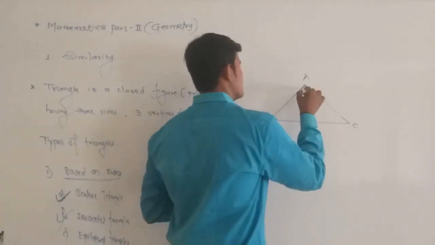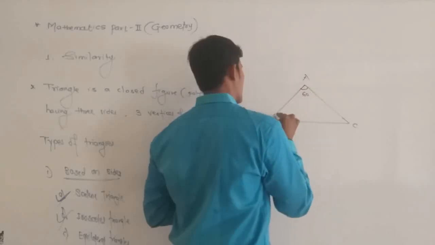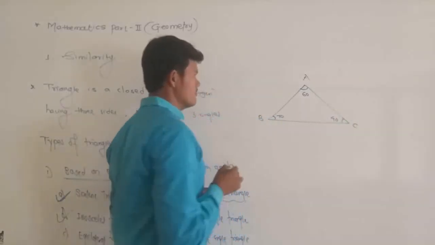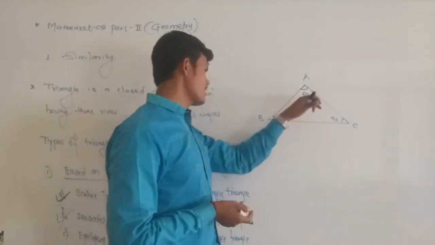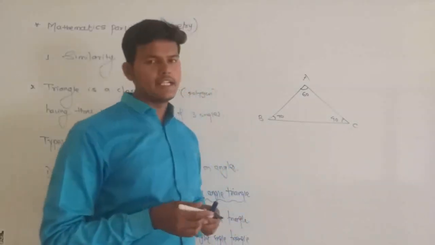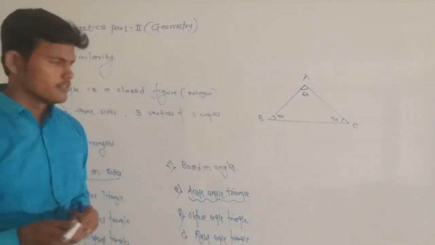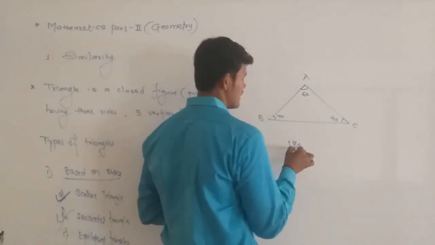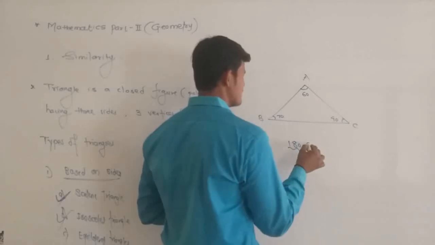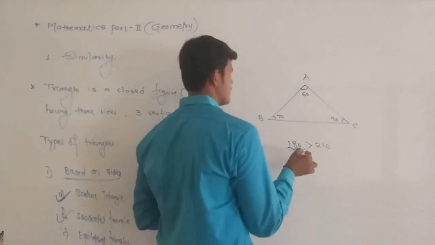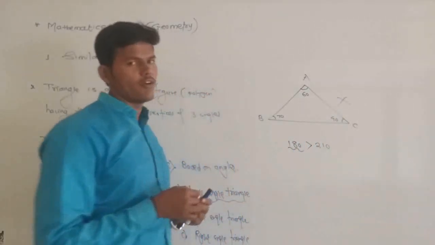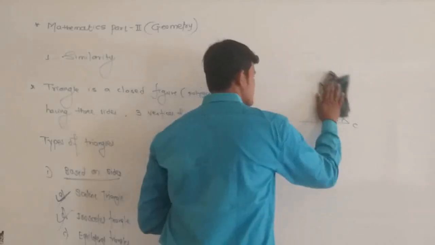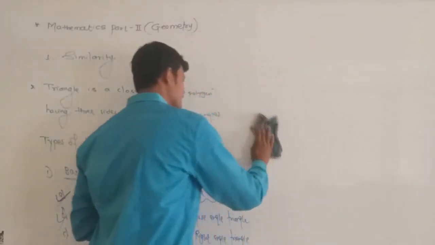For example, here I take angle A as 60, angle B as 70 and angle C as 90. Check out their sum. 60 plus 70, that is 130. 130 plus 90, which is 210. So here the condition of triangle, that is the sum of measures of all angles of a triangle, is 180. But here the sum of all angles is greater than 180, that is 210. So here the triangle will not be formed. So the most important property about triangle is that the sum of measures of all angles of a triangle is 180 degrees.